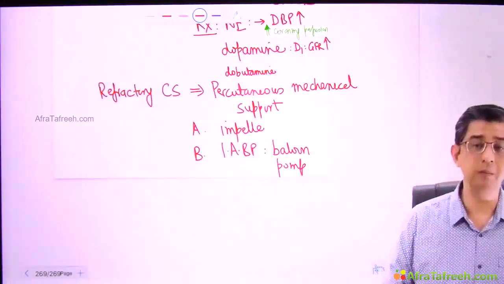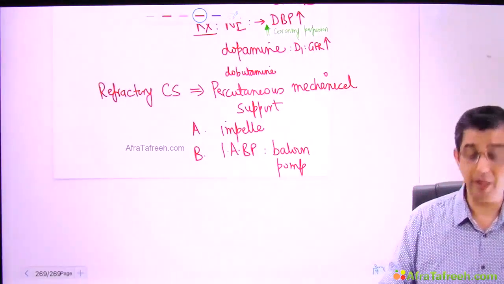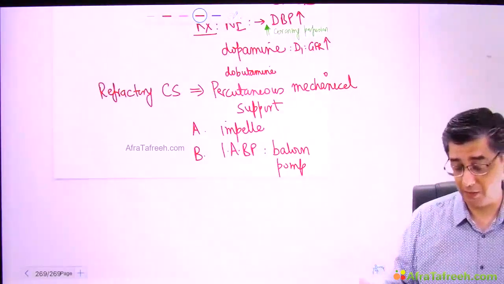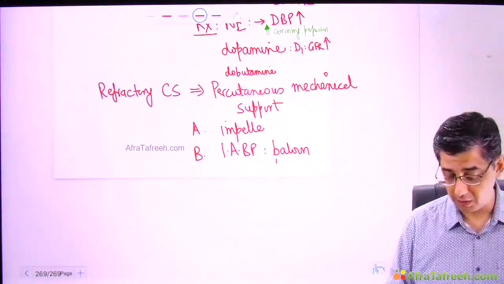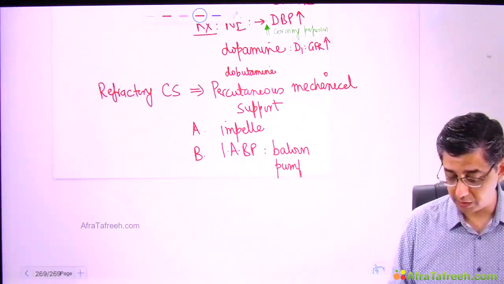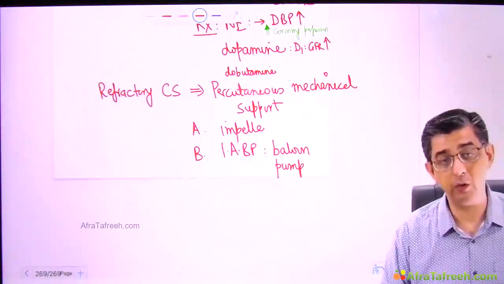So these are percutaneously deployed external battery powered devices that will take over the function of the heart. And Impella has shown better survival chances as compared to the intra-aortic balloon pump.